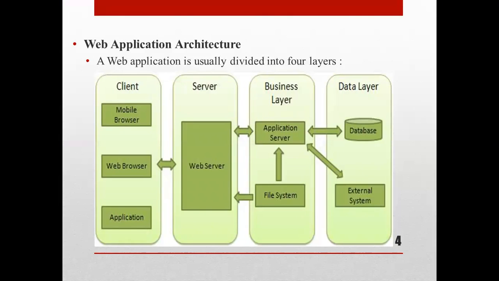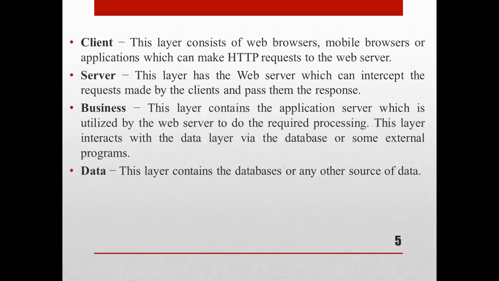In the client layer, we have seen that the client may be a mobile browser, web browser, or any other application. Then in the server layer, the web server takes the request from that client and processes that request. While processing that request, it connects with the business layer. The business layer consists of an application server and file system. That application server may be connected to the data layer with the database and with the external system. These are the 4 layers of web application architecture: client layer, server, business and data layer.